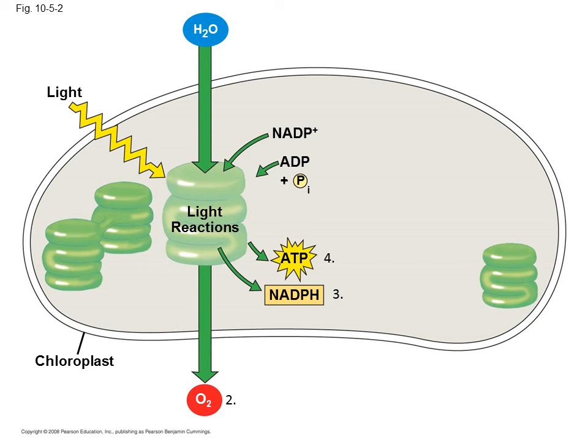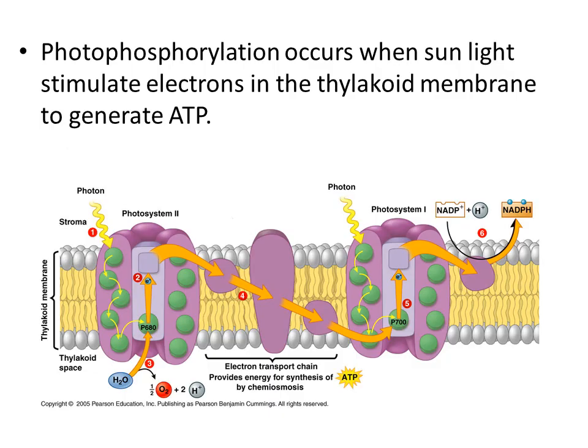Once it is split, the electrons and the hydrogen are going to go one place. The oxygen is going to leave the cell through the stomata. The third thing is NADPH will be made and ATP will be made. So ATP is made through a process called photophosphorylation. This occurs when the sunlight stimulates electrons in the thylakoid membrane to generate ATP.